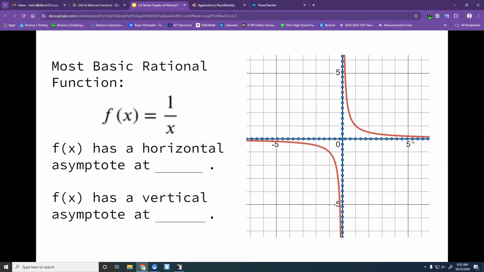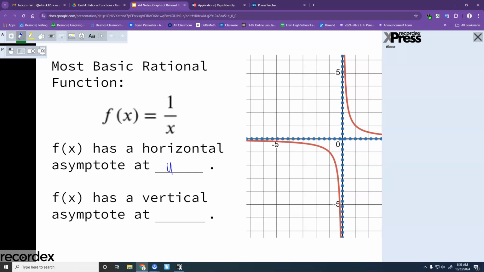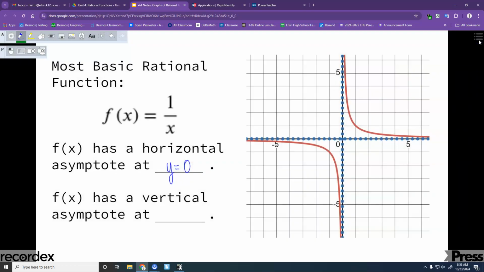And we've talked about asymptotes some already because our exponential and our natural log functions had asymptotes, right? So a rational function is going to have vertical and horizontal asymptotes, okay? So this function right here has a horizontal asymptote at y equals 0. Horizontal lines are y equals a number. And we also could call that the x-axis.